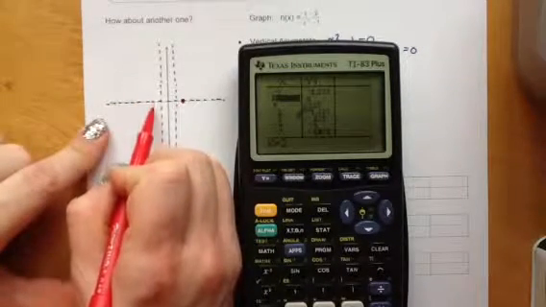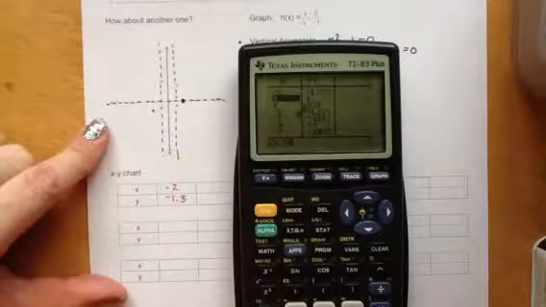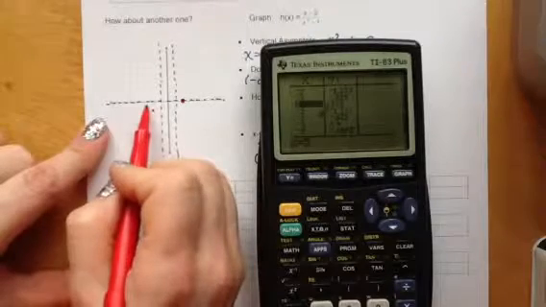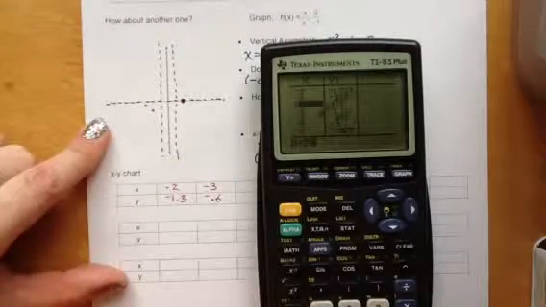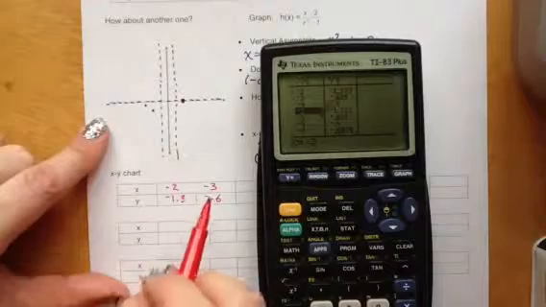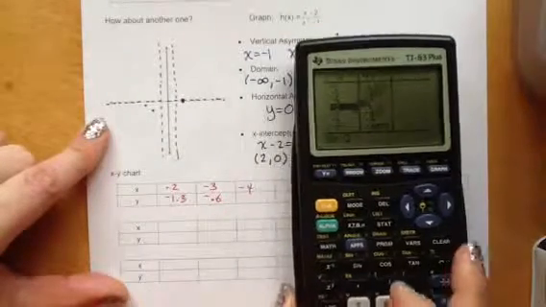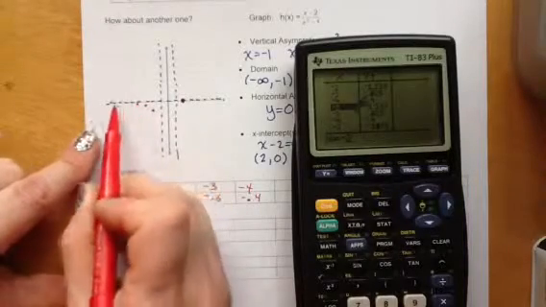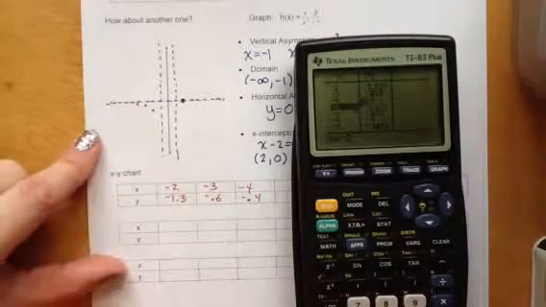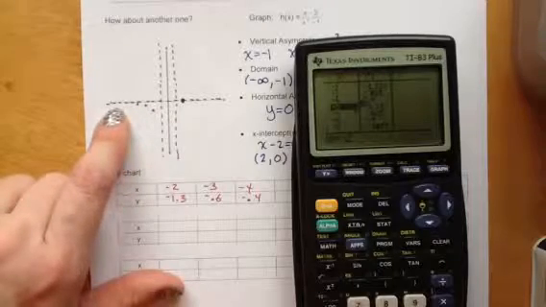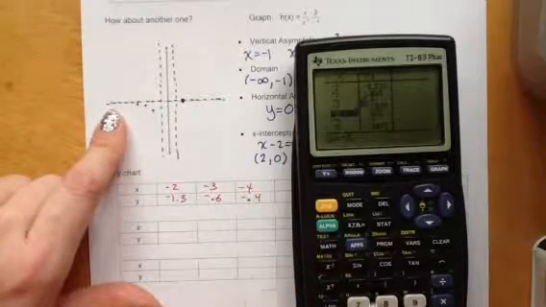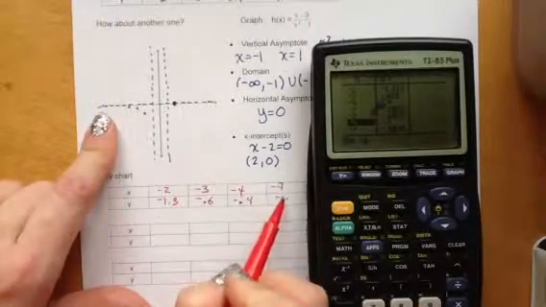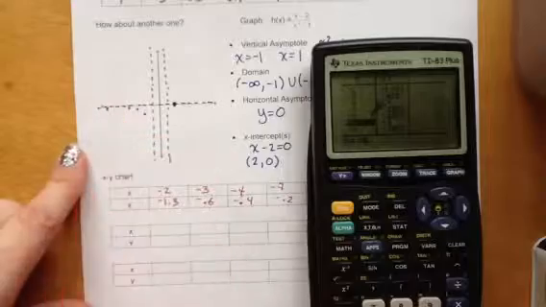-2 gives -1.3, maybe -3 gives -0.6, -4, I get -0.4. So it looks like it's just getting closer and closer to that horizontal asymptote. Let's see what happens at like -7. At -7, it's at -0.2. So that's just getting closer and closer and closer.